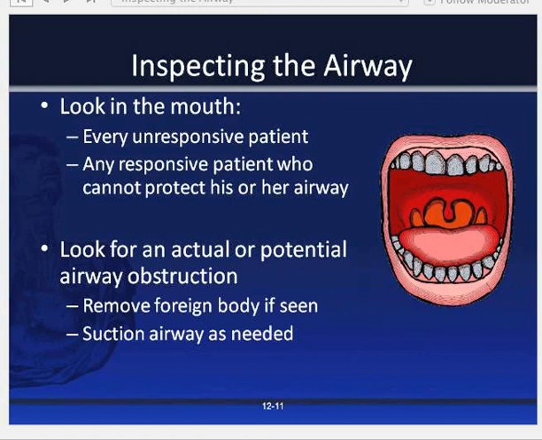If you see a foreign body in the patient's mouth, attempt to remove it. You can attempt with a gloved finger. I would more likely suggest to utilize some sort of suction catheter, like a hard catheter. If there's blood, vomitus, or other body fluids in the patient's airway, clear it with suctioning.